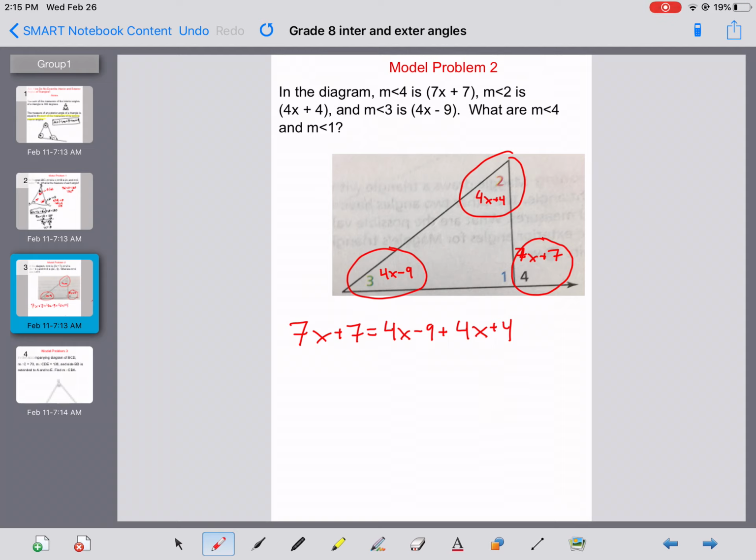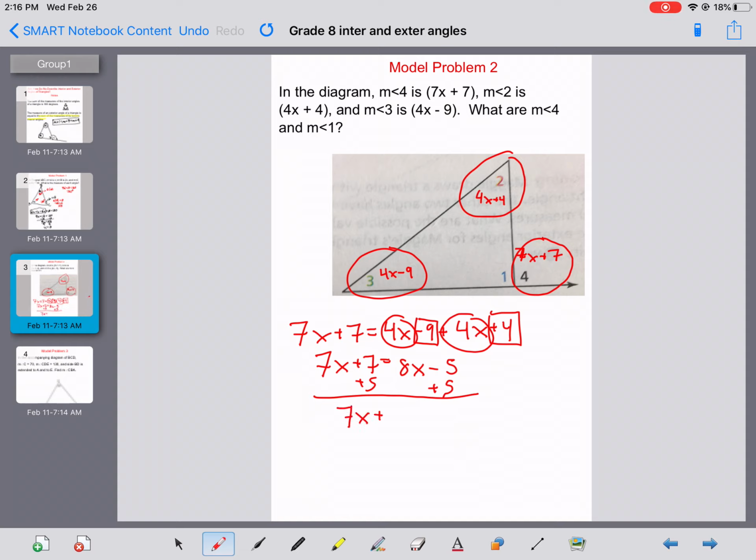Now I'm going to solve this for x. I have 7x plus 7 equals, when I combine my like terms, 8x. Negative 9 plus 4 is negative 5. I can add 5 to each side. When I add 5 to each side, I have 7x plus 12 equals 8x. I can subtract 7x from each side, and I have that 12 equals x.